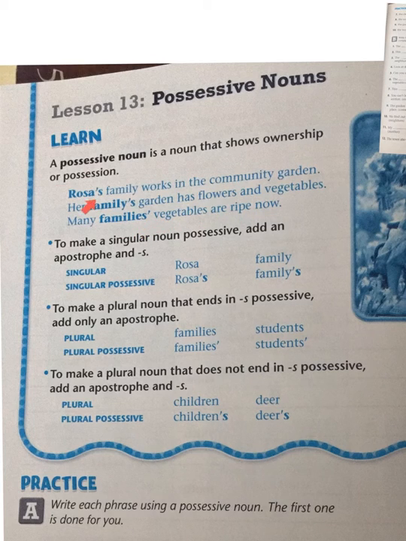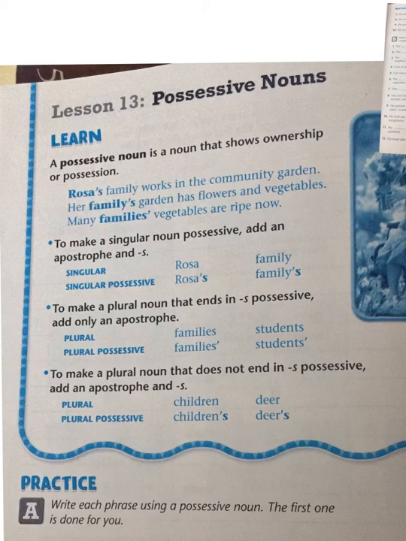As you can see, when you have the singular, the one person or the one group, you have apostrophe S. But when you have many groups of families, you have the plural noun, and then you have the apostrophe at the end. To make a singular noun possessive, add an apostrophe S, just as Rosa's and family's. To make a plural noun that ends in S possessive, you add only an apostrophe. So you have families, and then you have the apostrophe at the end. Students, many students, and then you have the apostrophe at the end. To make a plural noun that does not end in S possessive, add an apostrophe S. So children to children's, and deer to deer's.